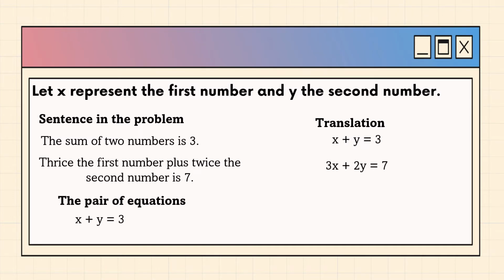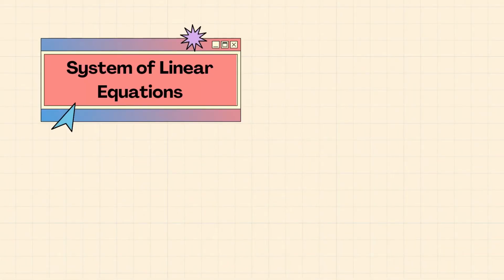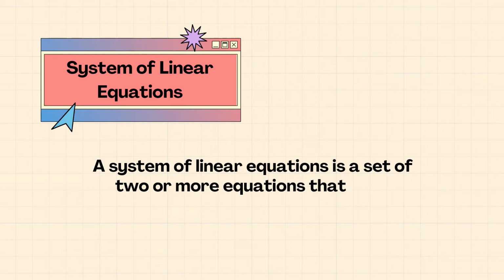The pair of equations, x plus y is equal to 3 and 3x plus 2y is equal to 7, is a system of linear equations. Why do we call it a linear equation? We call it a linear equation because the power or the exponent of the variables, which are x and y, is just 1. What is a system of linear equations? A system of linear equations is a set of two or more equations that have variables in common.